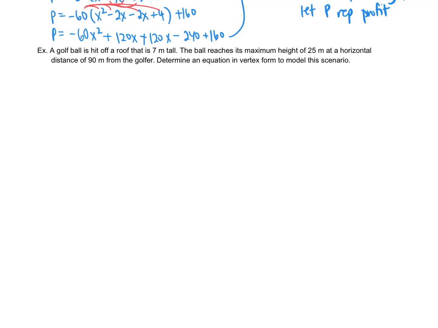A golf ball is hit off a roof that is 7 meters tall. The ball reaches its maximum height of 25 meters at a horizontal distance of 90 meters from the golfer. Determine an equation in vertex form to model this scenario.